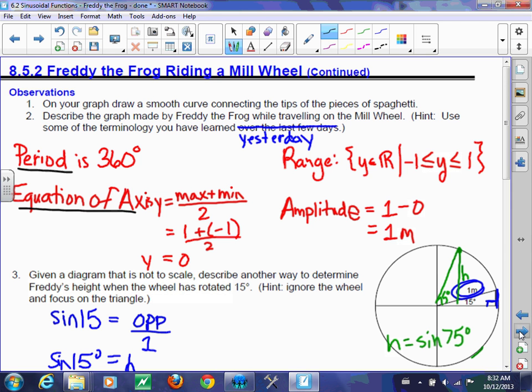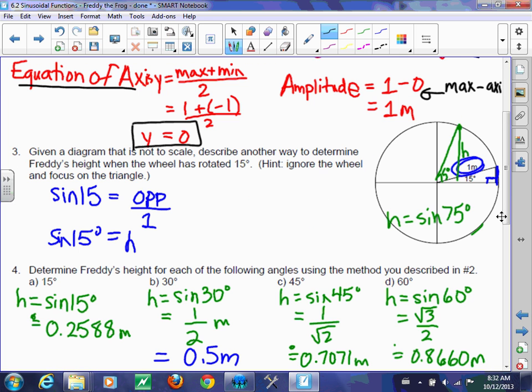And if you take your maximum, which is 1, and you add your minimum, which is -1, and divide by 2, you will get y equals 0 is your axis. Next thing we've learned is the range. The range deals with the minimum value to the maximum value, as well as the amplitude. The amplitude is the maximum, subtract your axis. I'll just write that in there in case you have forgotten where that comes from.